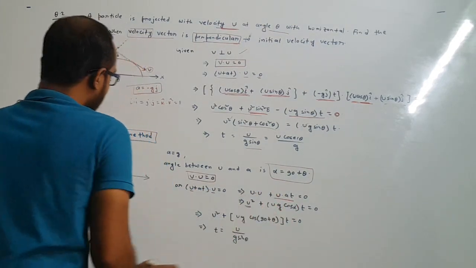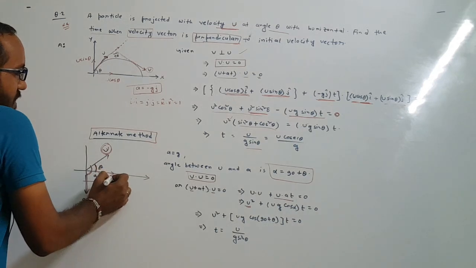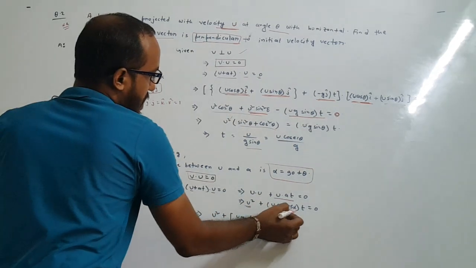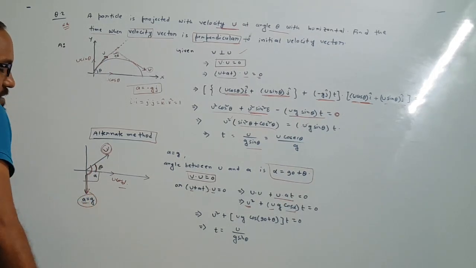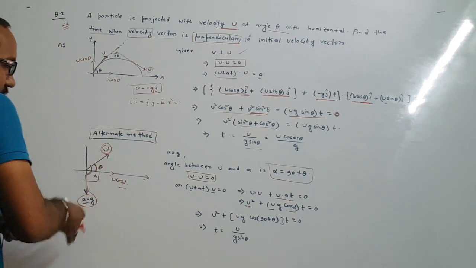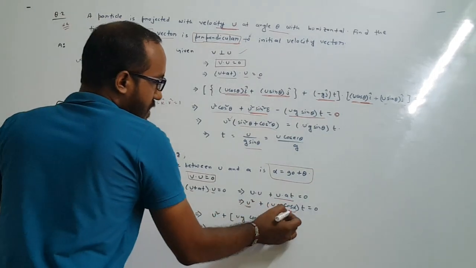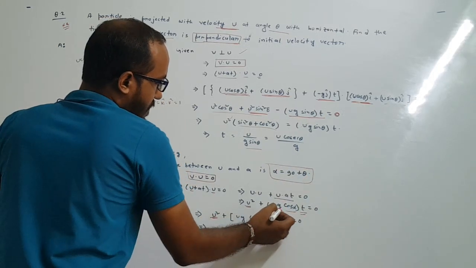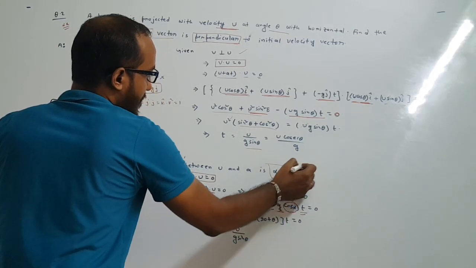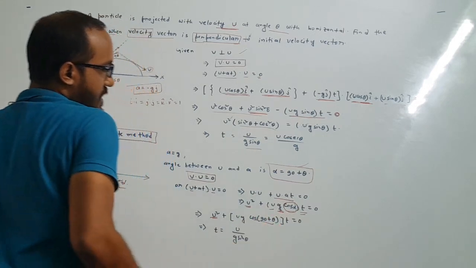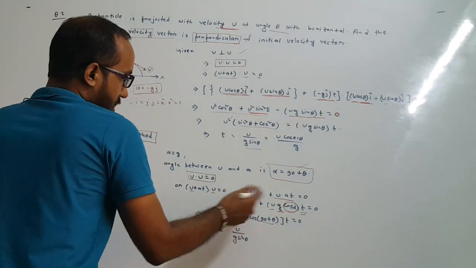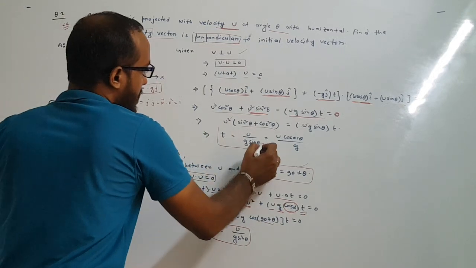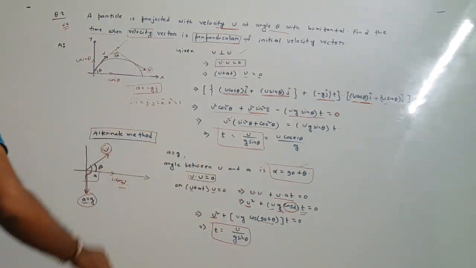Now what is our u? It is u cos alpha. So u cos alpha, and acceleration is equal to g, because we have taken this as the positive x-axis. So acceleration is g and t as it is. So u square plus ug cos alpha t. Now what is alpha? 90 plus theta. Cos of 90 plus theta is minus sin theta. So you will get the same result as we got in the previous method. So remember these two methods.